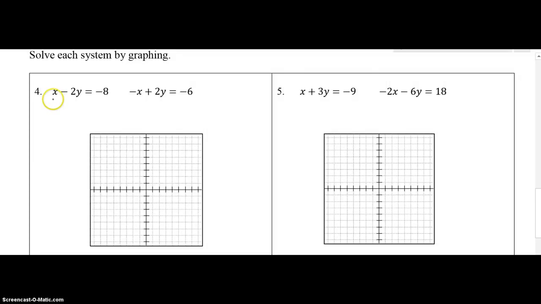So let's, for the first one, subtract x from both sides. And then we have to divide by negative 2. And we end up with y equals negative 1/2 x plus 4. That's in y equals mx plus b. So that means that your y-intercept, or where it crosses the y-axis, is 4. That's where our starting point is. And then we have a slope of negative 1/2. So we're going to go in the negative direction, down 1 and over 2. Rise over run.